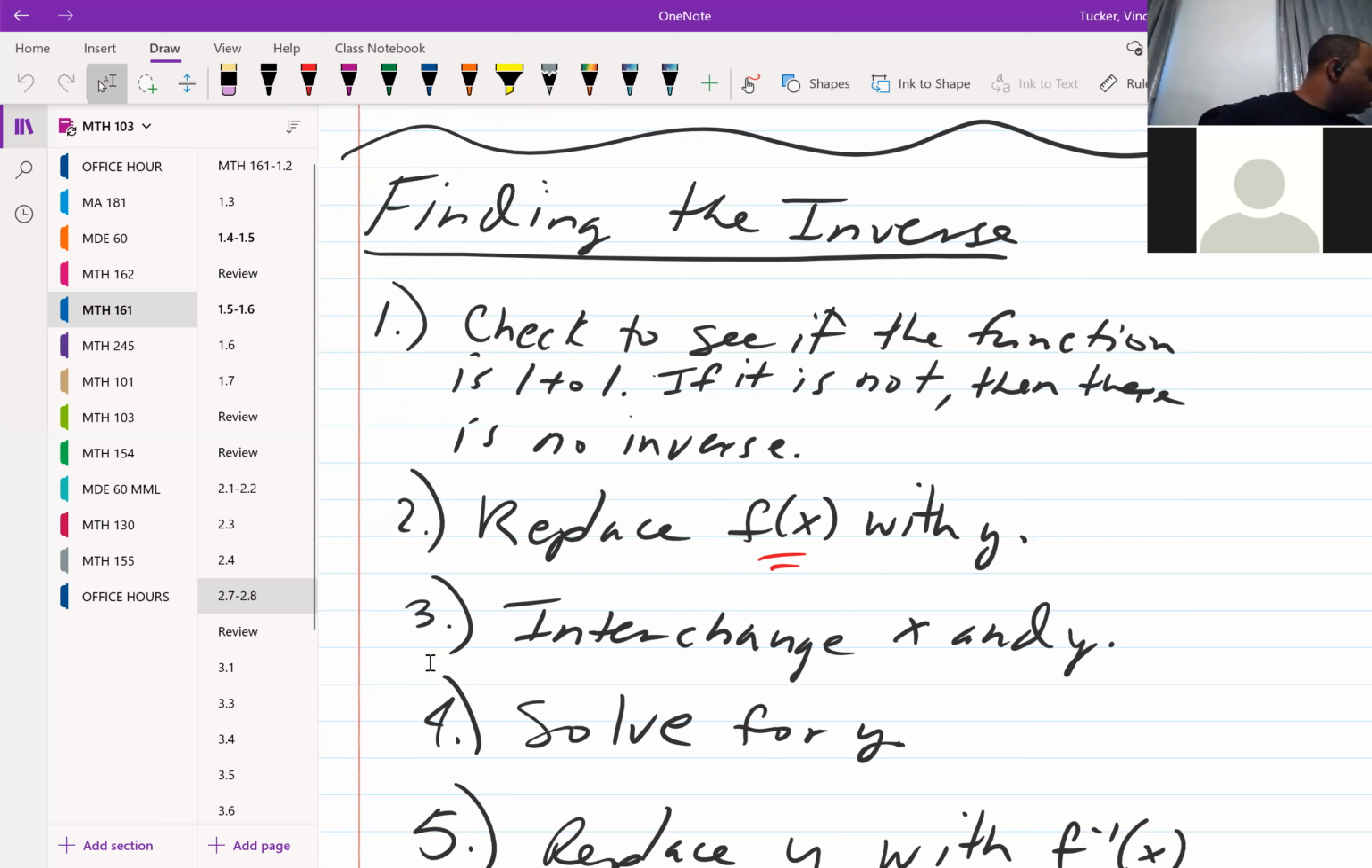Where's my pen? Sorry, I had to find my pen.